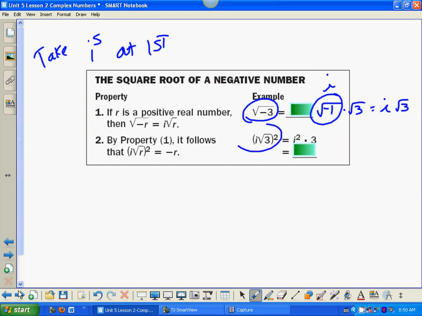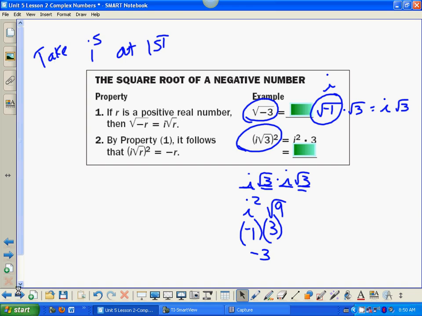Okay? When I have i root 3 squared, this means i root 3 times i root 3. The i times the i becomes i squared. Root 3 times root 3 becomes root 9. i squared is negative 1. The square root of 9 is 3. And so I yield negative 3.